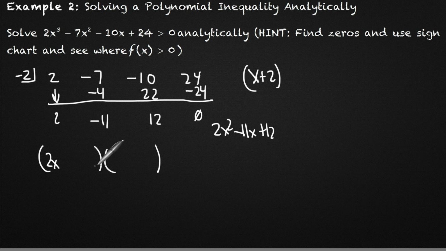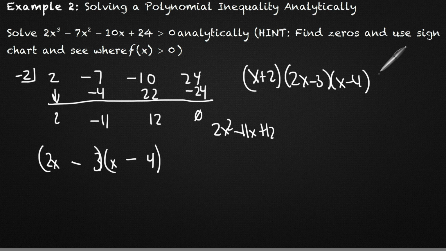So 2x and x, and let's see here, 3 and 4, and we'll make them both negative. Let's check that out. 2x times x is 2x squared. 2x times negative 4 is negative 8x. Negative 3 times x is negative 11x. And then negative 3 times negative 4 is positive 12. So our factors are 2x minus 3 and x minus 4.